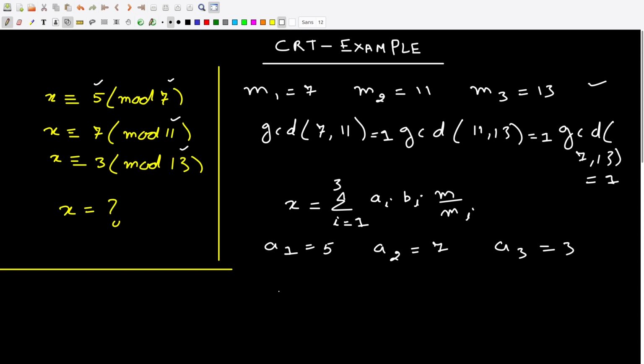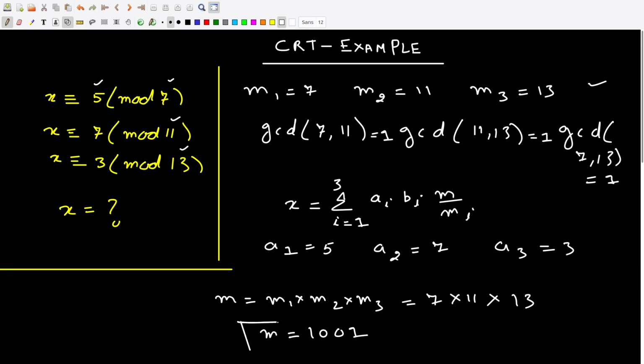Okay, now let us calculate M. So M is equal to m1 times m2 times m3. So what is the value here? 7, 11 and 13. And so the value of M will be 1001. Okay, so this is the value of M we have.